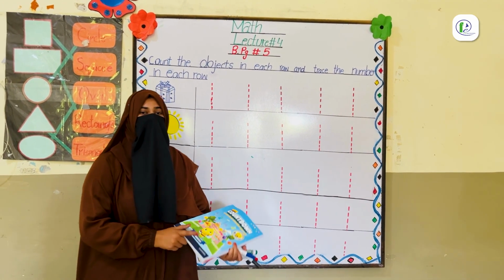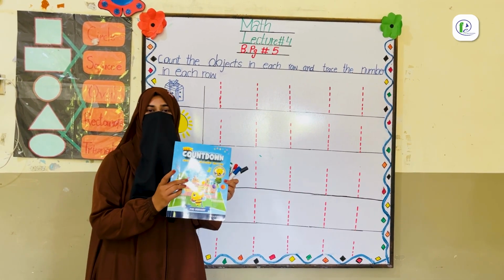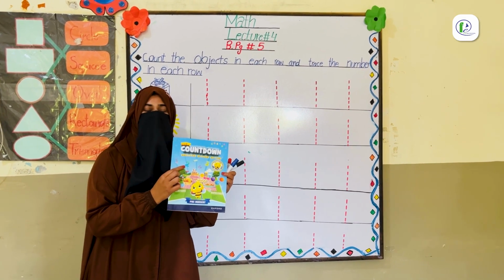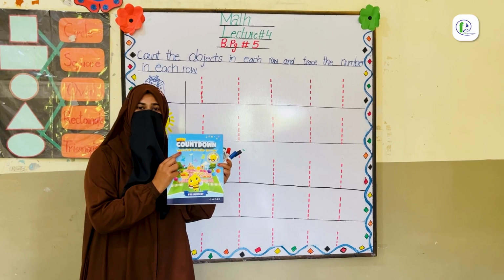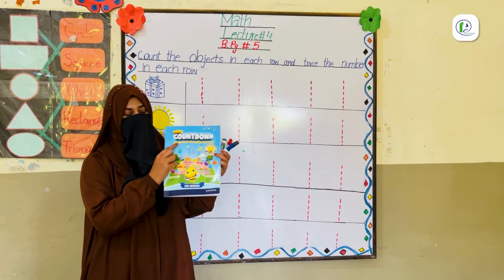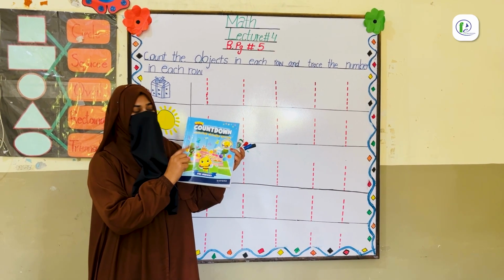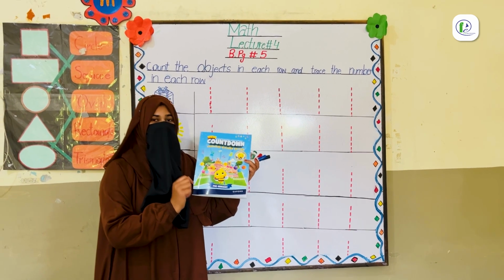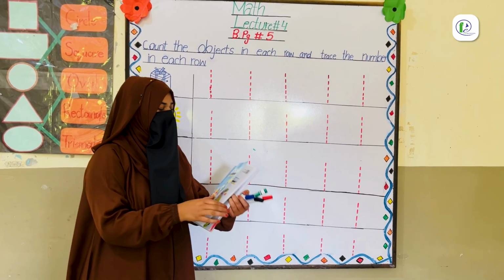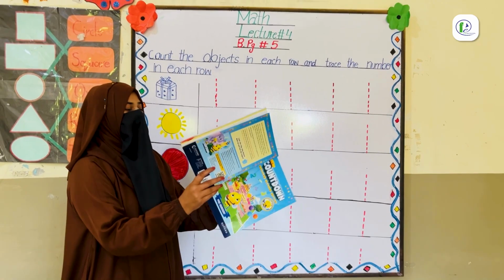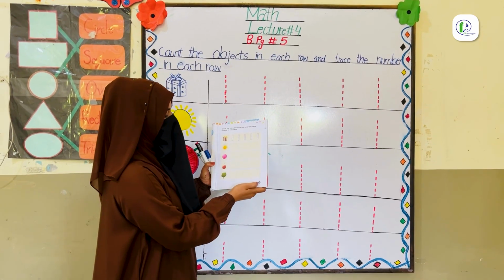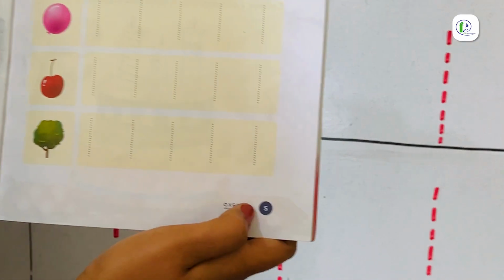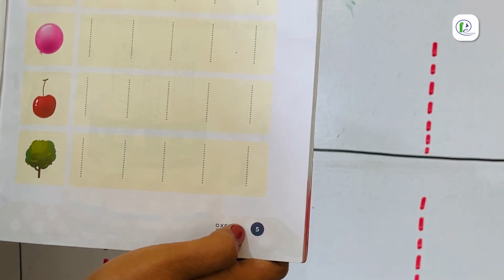Okay, students, let's discuss our today's lecture, which is about Countdown. Students, take out your Countdown reader from your bag. Very good. Okay, students, open your Countdown page number 5. Countdown reader page number 5. Have you done?